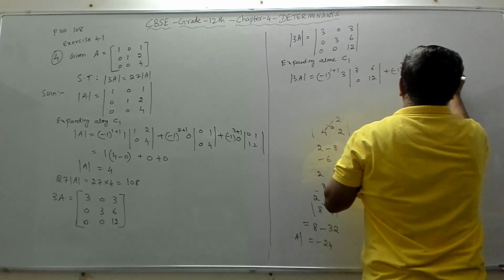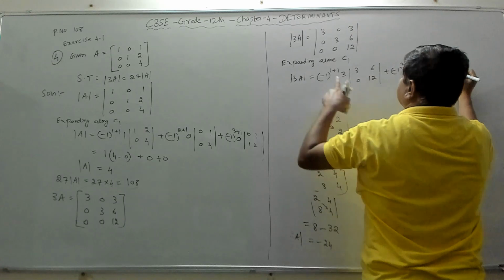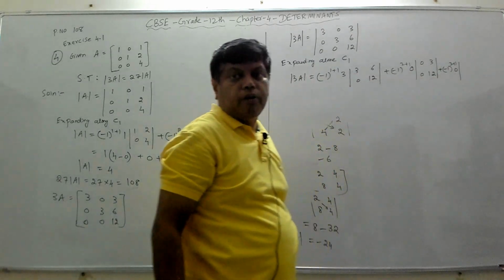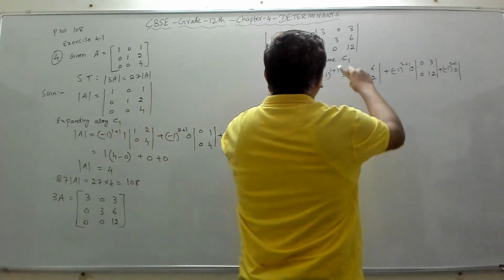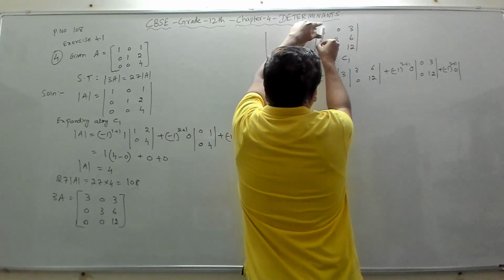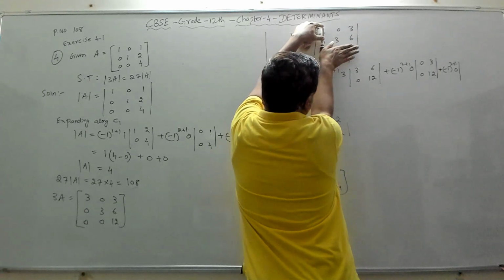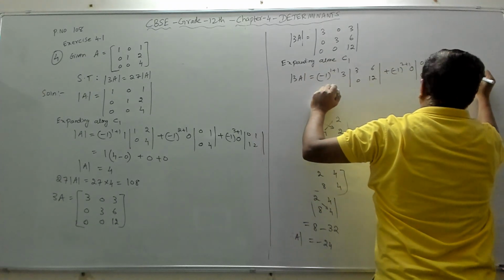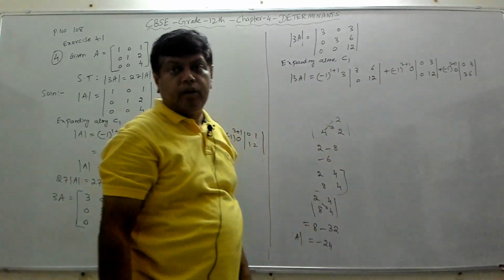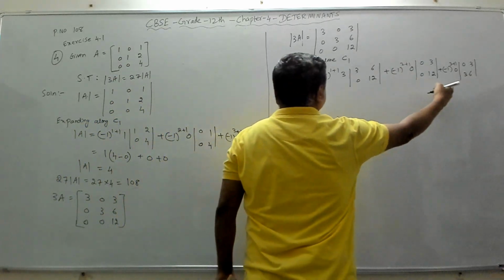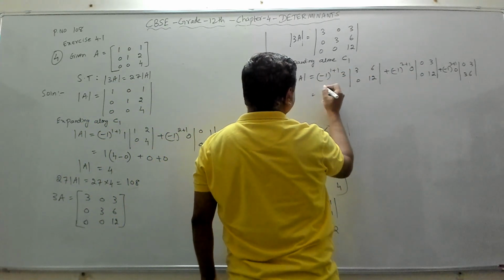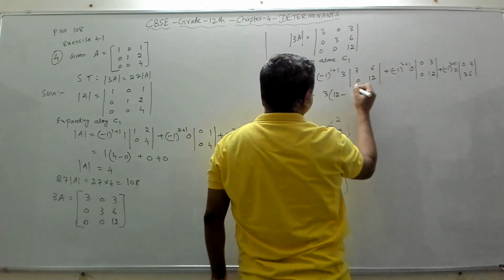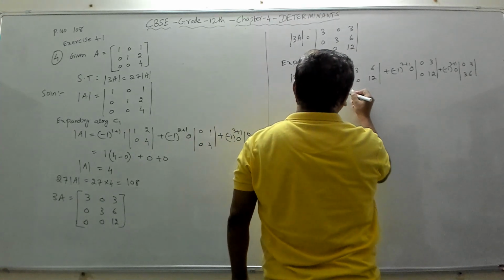Then plus minus 1 power 3 plus 1, 0 into the determinant of 0, 3, 3, 6, again this row and this column will go. And again, this is 0. Only this will come. So minus 1 power 1 plus 1 is plus, 3 into 3 twos are 12, minus 0 into 6 is 0.